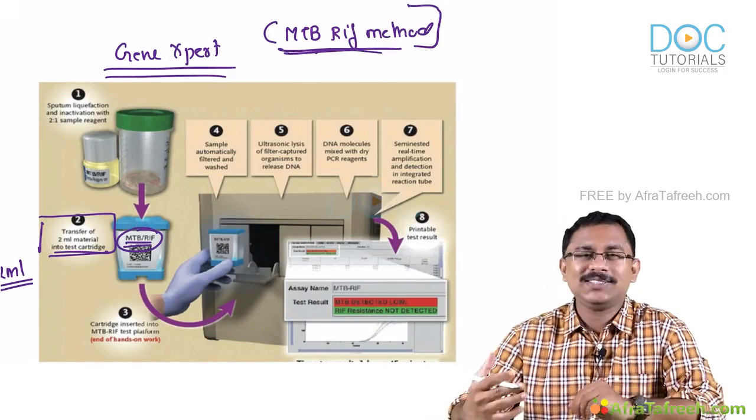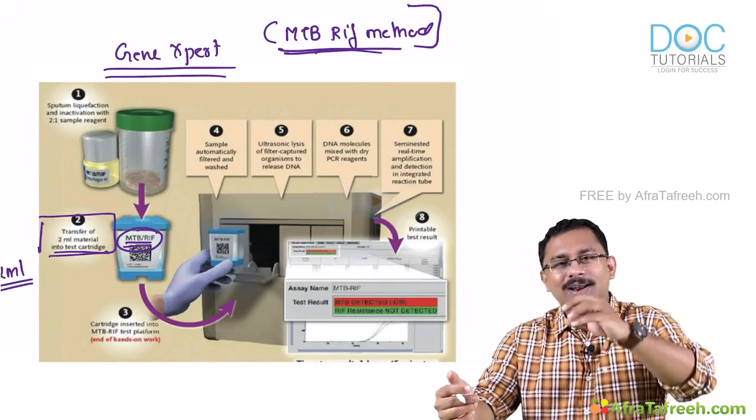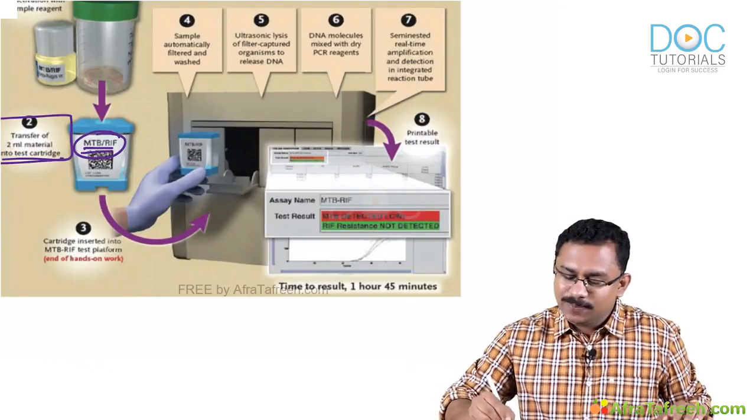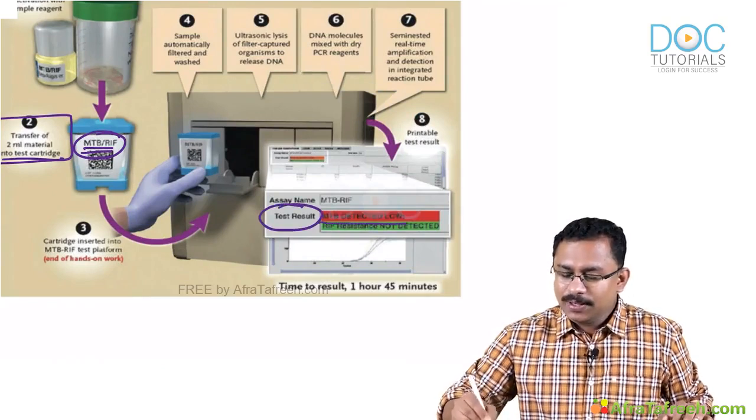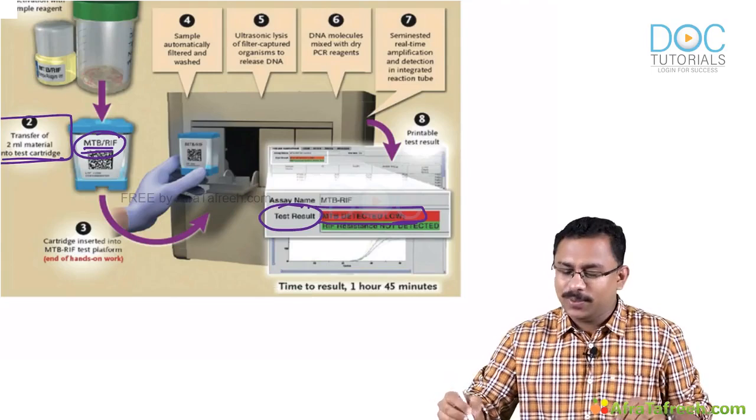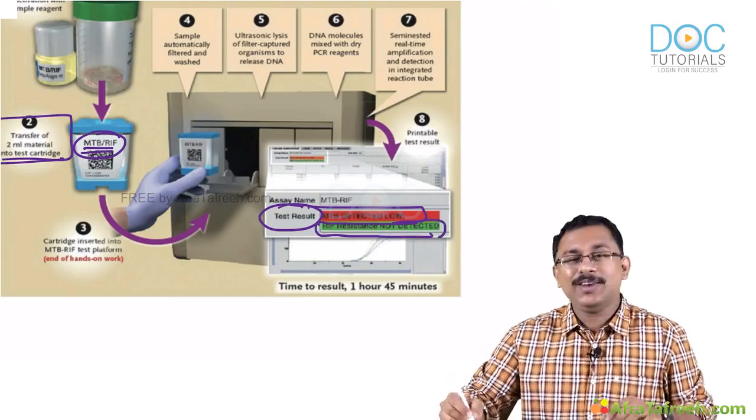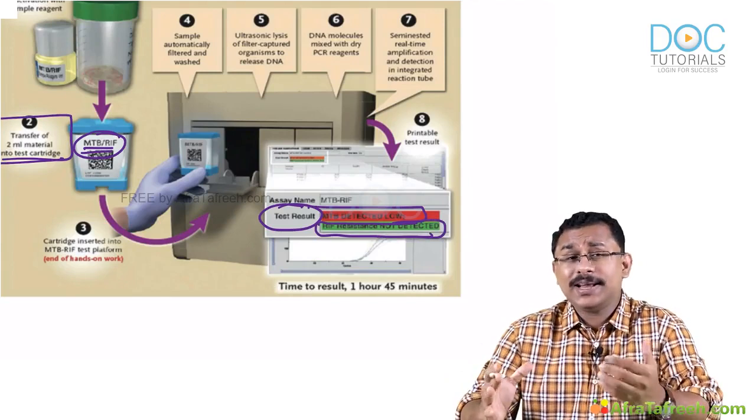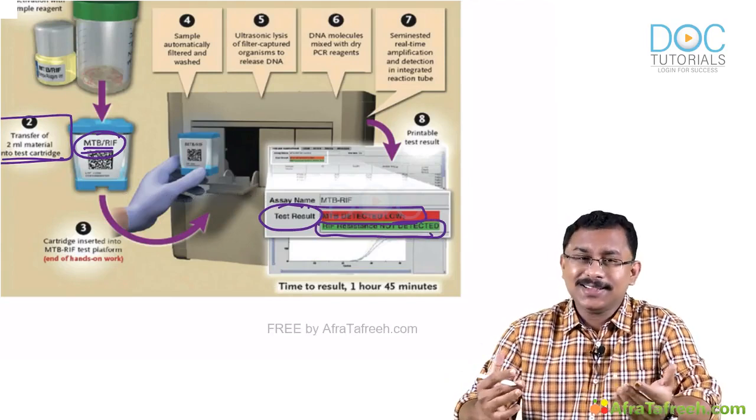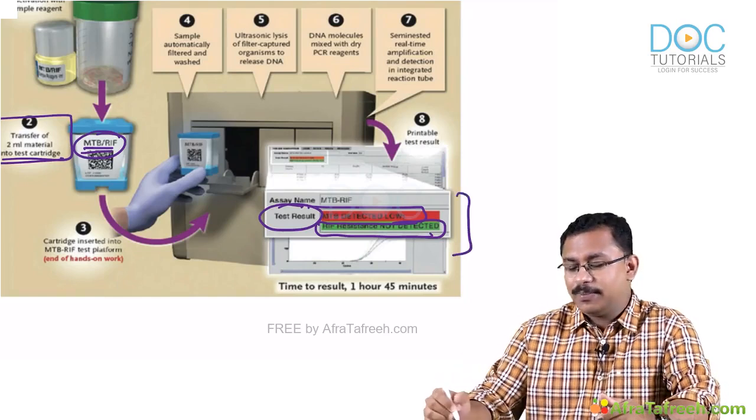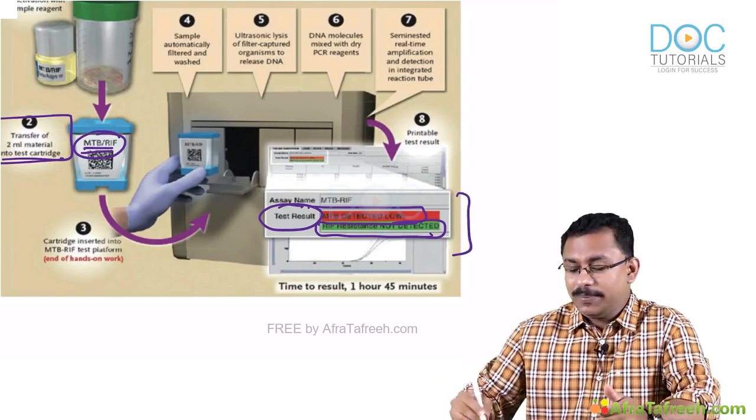Now see the importance of this test. When you are doing this particular test, not only are you detecting, if you see this part where you have the test result, you can see whether you have detected the Mycobacterium tuberculosis, plus if the individual is having rifampicin resistance. You are not able to demonstrate resistance due to other drugs. Okay, other drug resistance you are not able to demonstrate, but rifampicin resistance you are able to demonstrate.